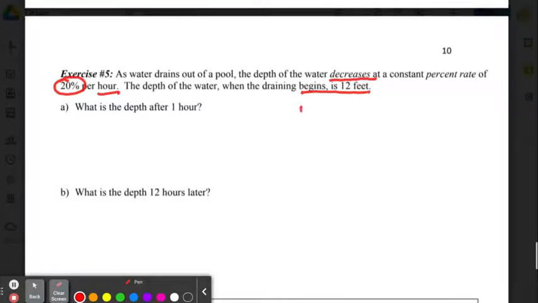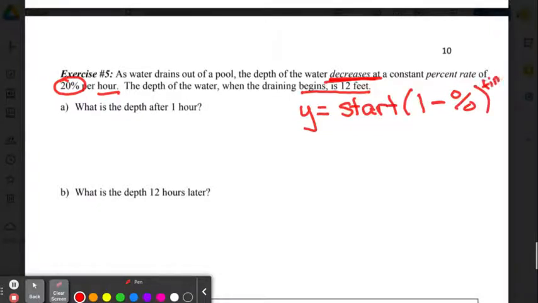I'm going to make this into an equation. I have y equals our starting number, and then I have 1. This time we're going to use the minus symbol because we're decreasing. Percent, and then the exponent is time. Off to the side, I would like you to write what equation you think we should use.